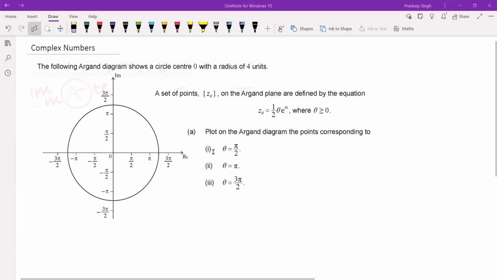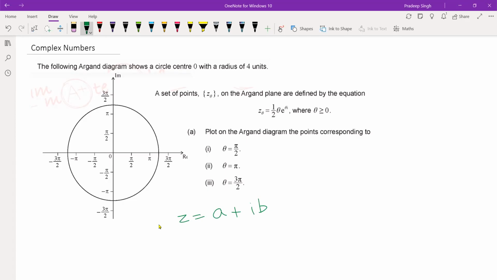So step one is to analyze the equation, and you need to check which form this equation looks like. Remember, there are three types of representation of complex numbers. First is called the Cartesian form. Let me just write it down. The Cartesian form looks like a plus ib: z is equal to a plus ib.